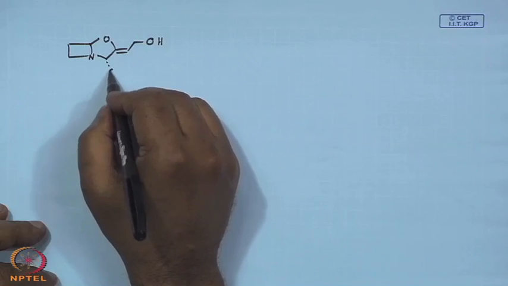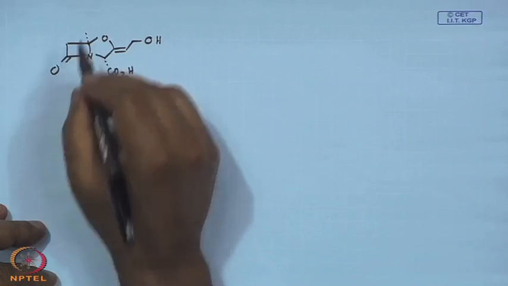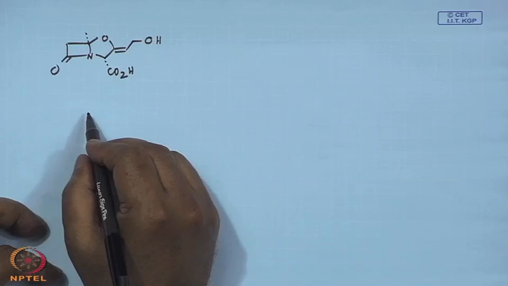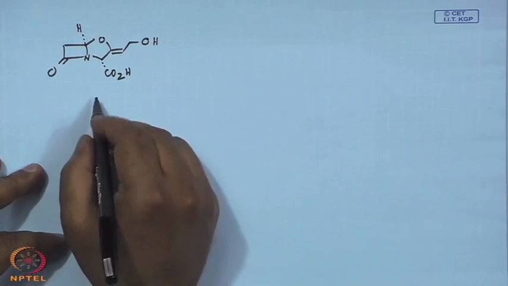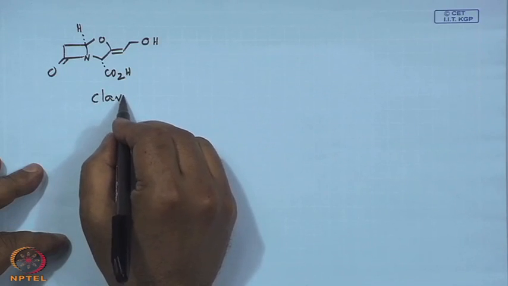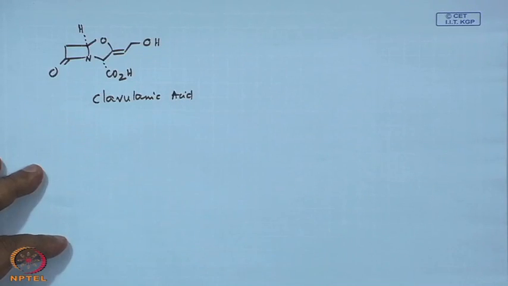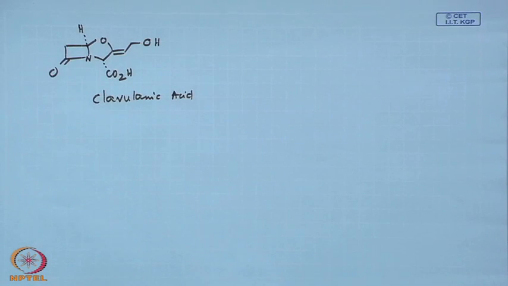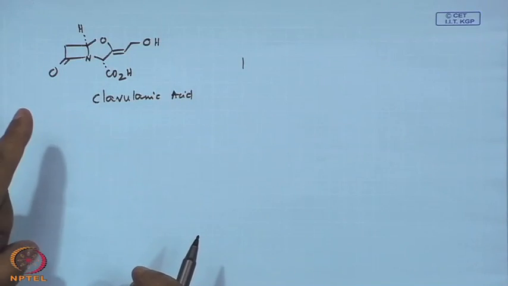For example, I think many of you know what this molecule is, right? Clavulanic acid. What is it? It is an antibiotic. It is a very powerful and very useful antibiotic. So, it is a heterocyclic molecule. Now, in this case it is not an aromatic heterocycle, it is a non-aromatic heterocycle.